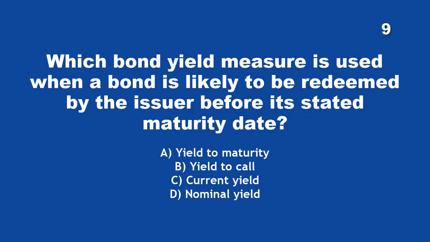Which bond yield measure is used when a bond is likely to be redeemed by the issuer before its stated maturity date? Option A, yield to maturity. Option B, yield to call. Option C, current yield. Option D, nominal yield. The correct answer is B, yield to call.